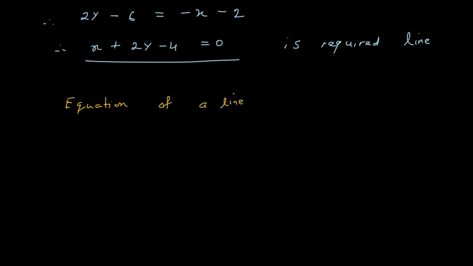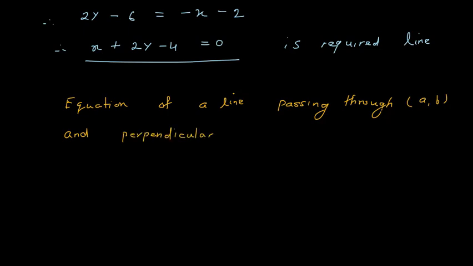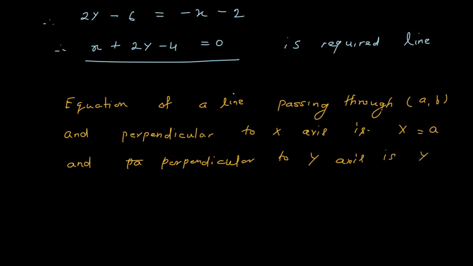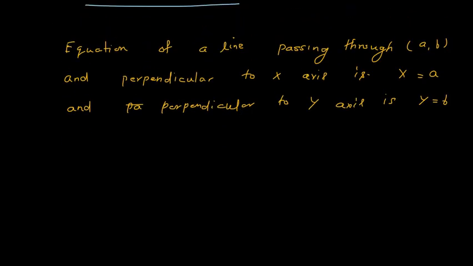Equation of a line passing through A comma B and perpendicular to x axis is x is equal to A, and perpendicular to y axis is y equal to B.